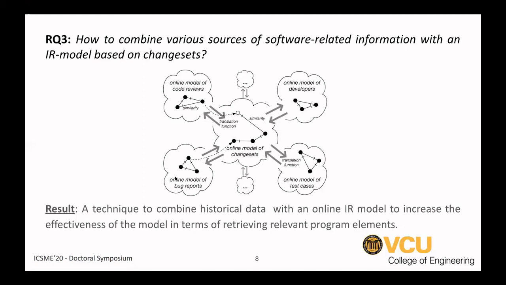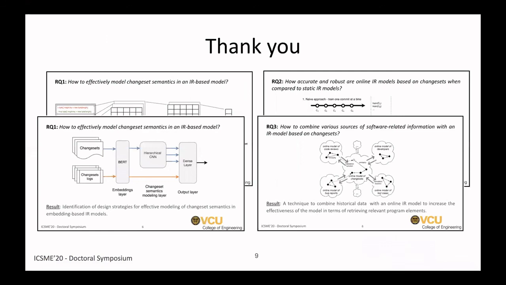and construct a function that translates between the space of the bug reports model and the space of the changeset model. The function can be trained on the historical data when such data is available and contribute to the final prediction. As a result, we would be able to introduce historical data to our model in the form of an independent module that can be added when sufficient data is available. And that's all.